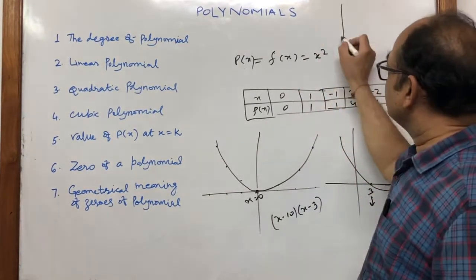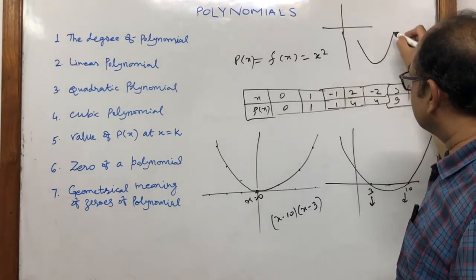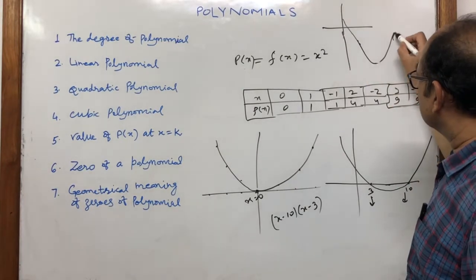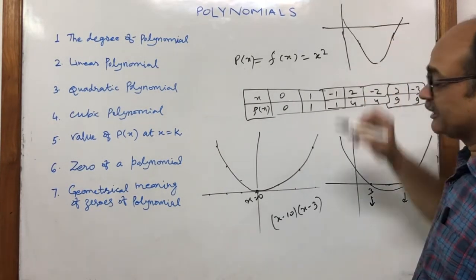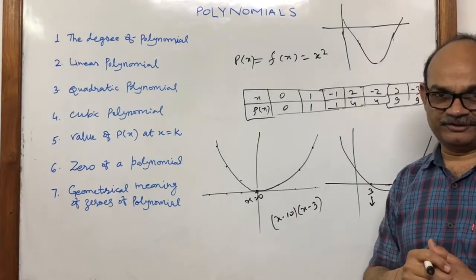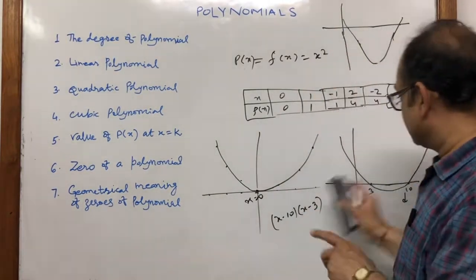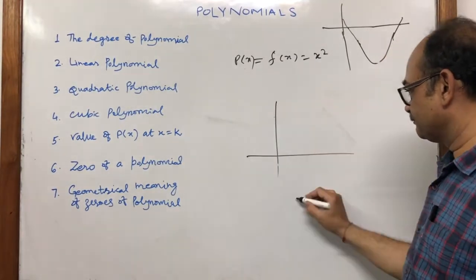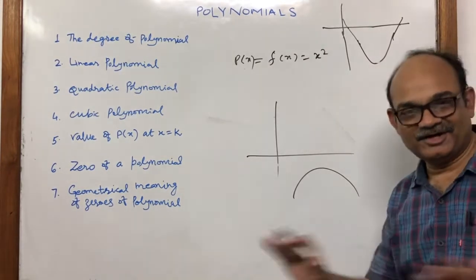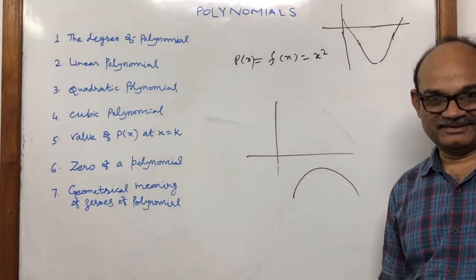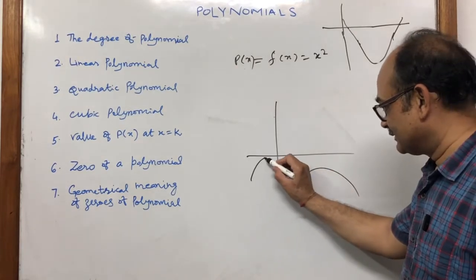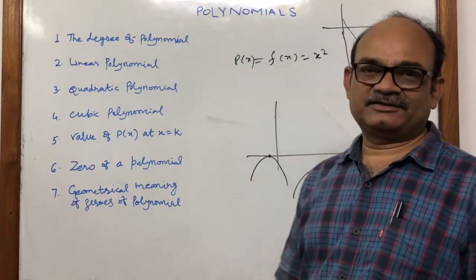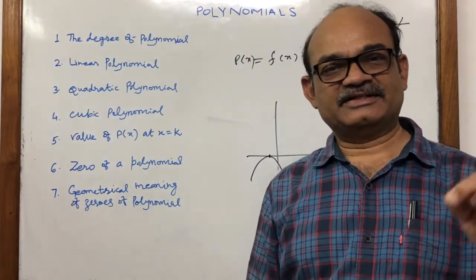If it is like this, expand it, it will cut at 2 points, again two zeros of the polynomial. But suppose the reverse, the curve is in this form, then not possible, no zeros of the polynomial. But if it cuts like this, then 1 zero of the polynomial. So the number of points where it cuts the x-axis is said to be its number of zeros of the polynomial.